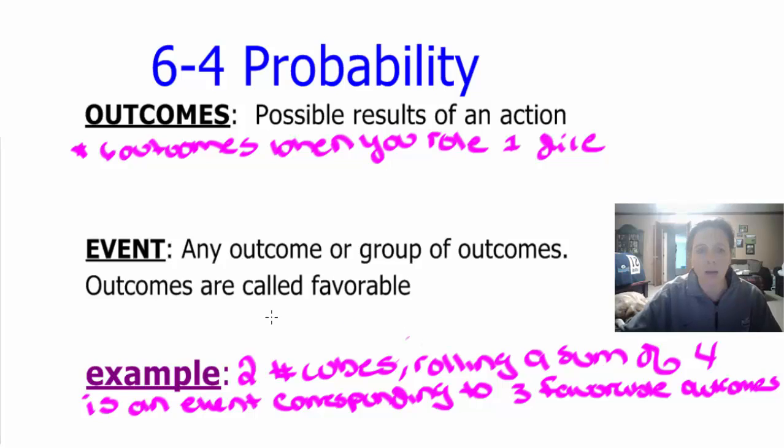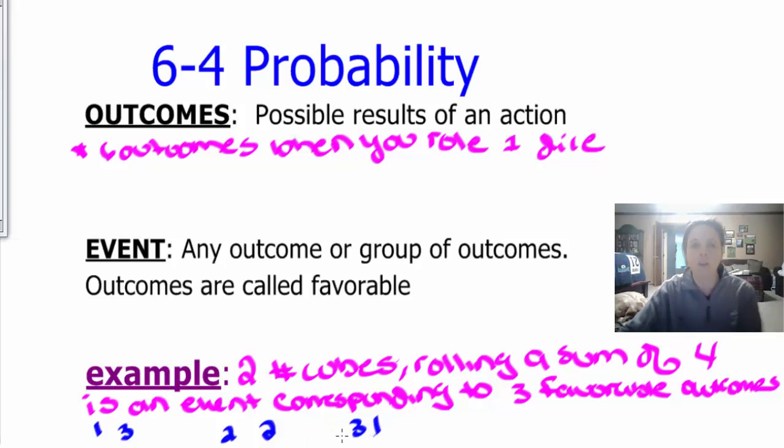Your outcomes could be: you could roll a 1 and a 3, you could roll a 2 and a 2, or you could roll a 3 and a 1. All of those add up to 4. Those are your 3 favorable outcomes, and the event is that you're going to roll a sum of 4, not an actual 4. That's just some vocab there.